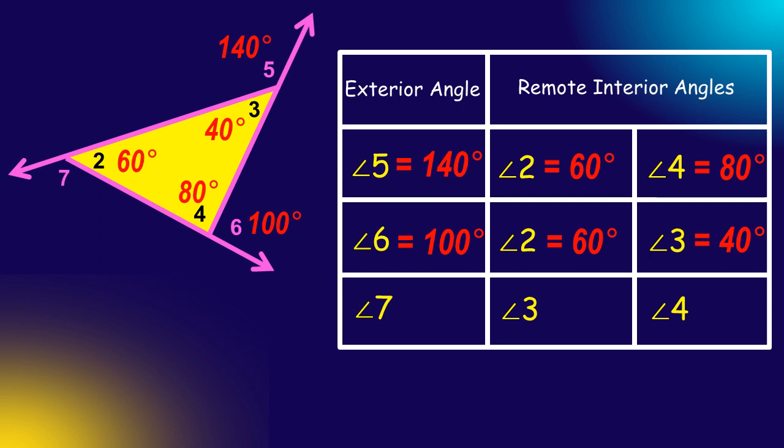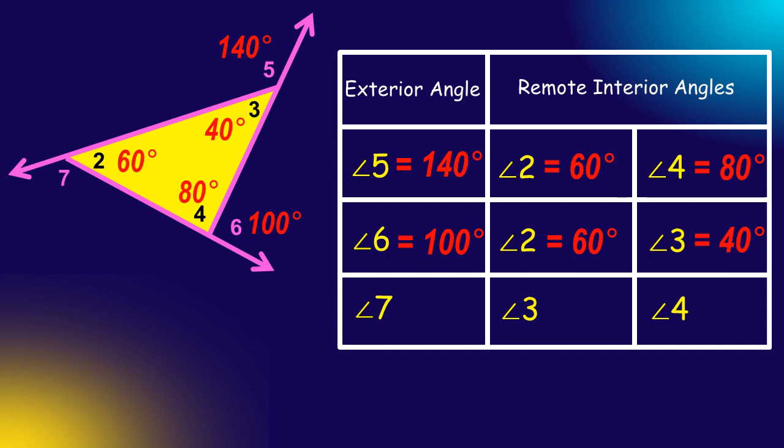Okay, isa pang way para makuha natin yung measure ni angle 3, the triangle sum theorem, na kung saan ang measurement or total sum of the measurements of the angles of a triangle that is equivalent to 180 degrees. Pag pinagsama-sama raw natin ang measurement ni angle 2, angle 3, and angle 4, ang sagot ay 180 degrees.